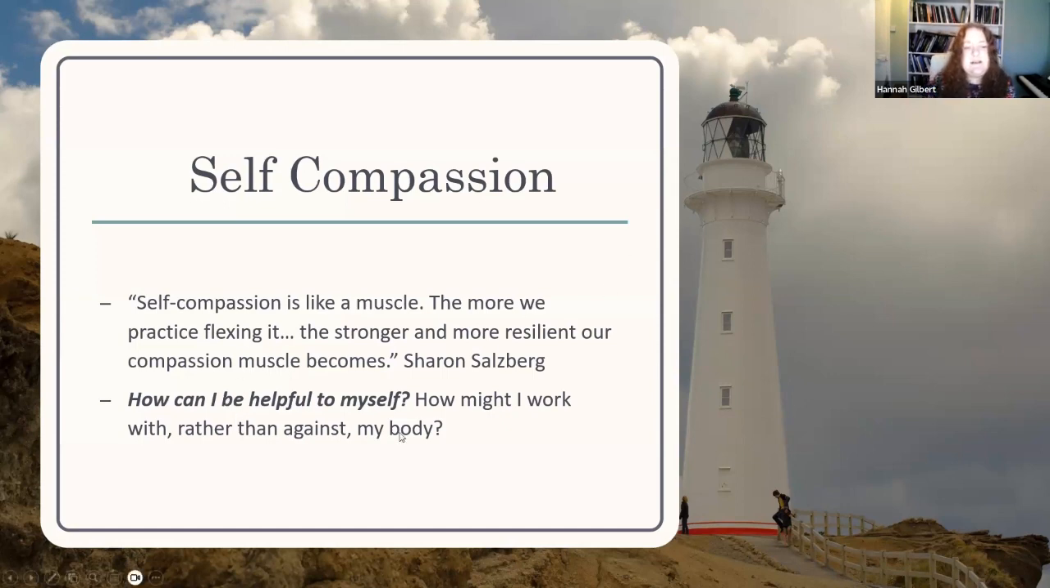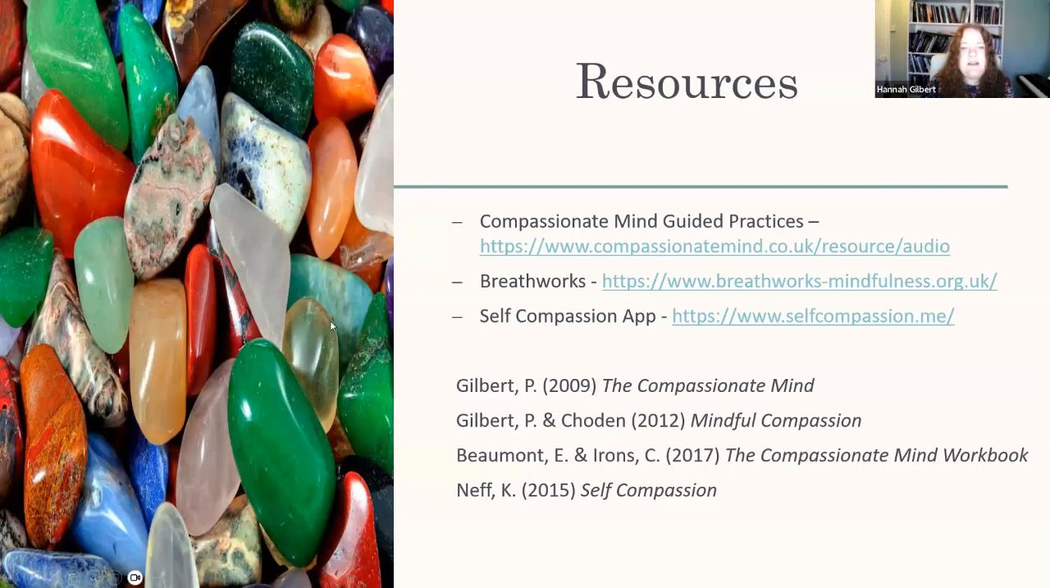So the final thing would be, how can I be helpful to myself? How might I work with rather than against my body? What is it that I need to support and nurture me going forward? And then there are a few resources here. I'm more than happy to send these to Adam if people want to look at them.